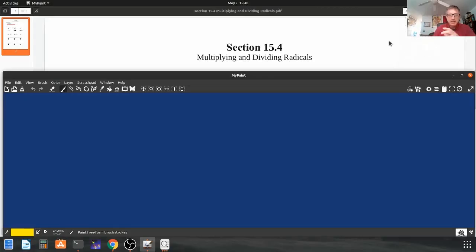Okay, we're ready to begin 15.4, multiplying and dividing radicals. And for you all again, we're only going to be talking about radicals of index 2, which is another name for the square root sign.